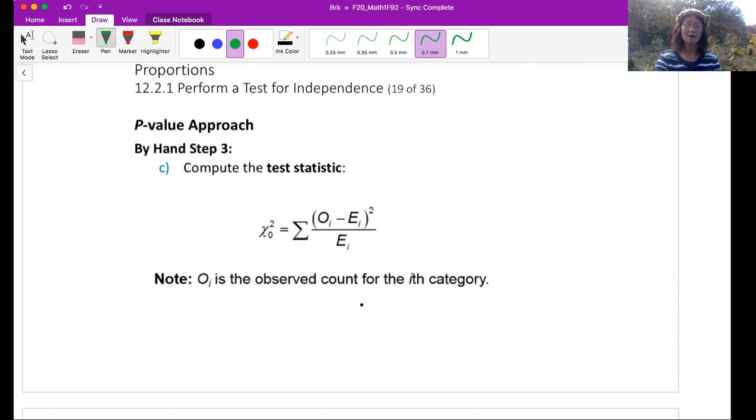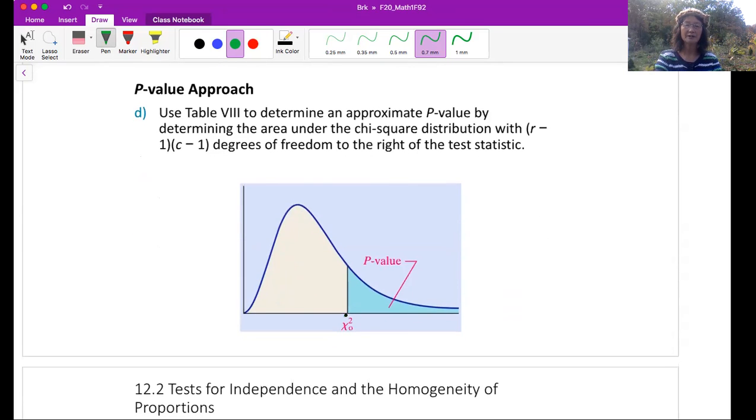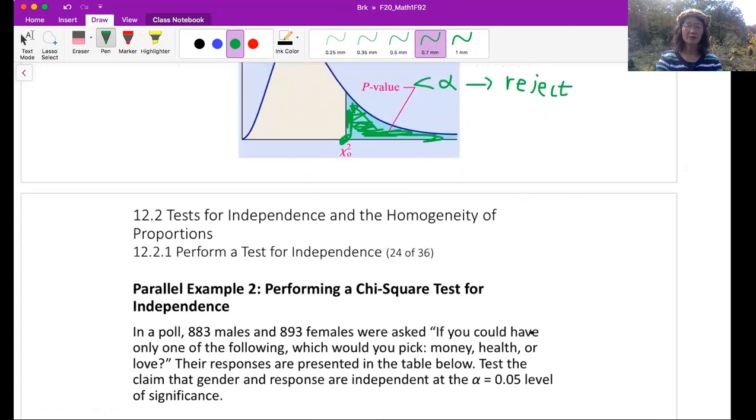And for the p-value approach, once you get this test statistic, you find the p-value. This is the test statistic. Remember what is p-value? P-value is the area corresponding to the test statistic. So this area is the p-value. And then you compare the p-value with alpha. If the p-value is smaller than alpha, you reject H0. And when the p-value is greater than alpha, do not reject H0. So that is the p-value approach.